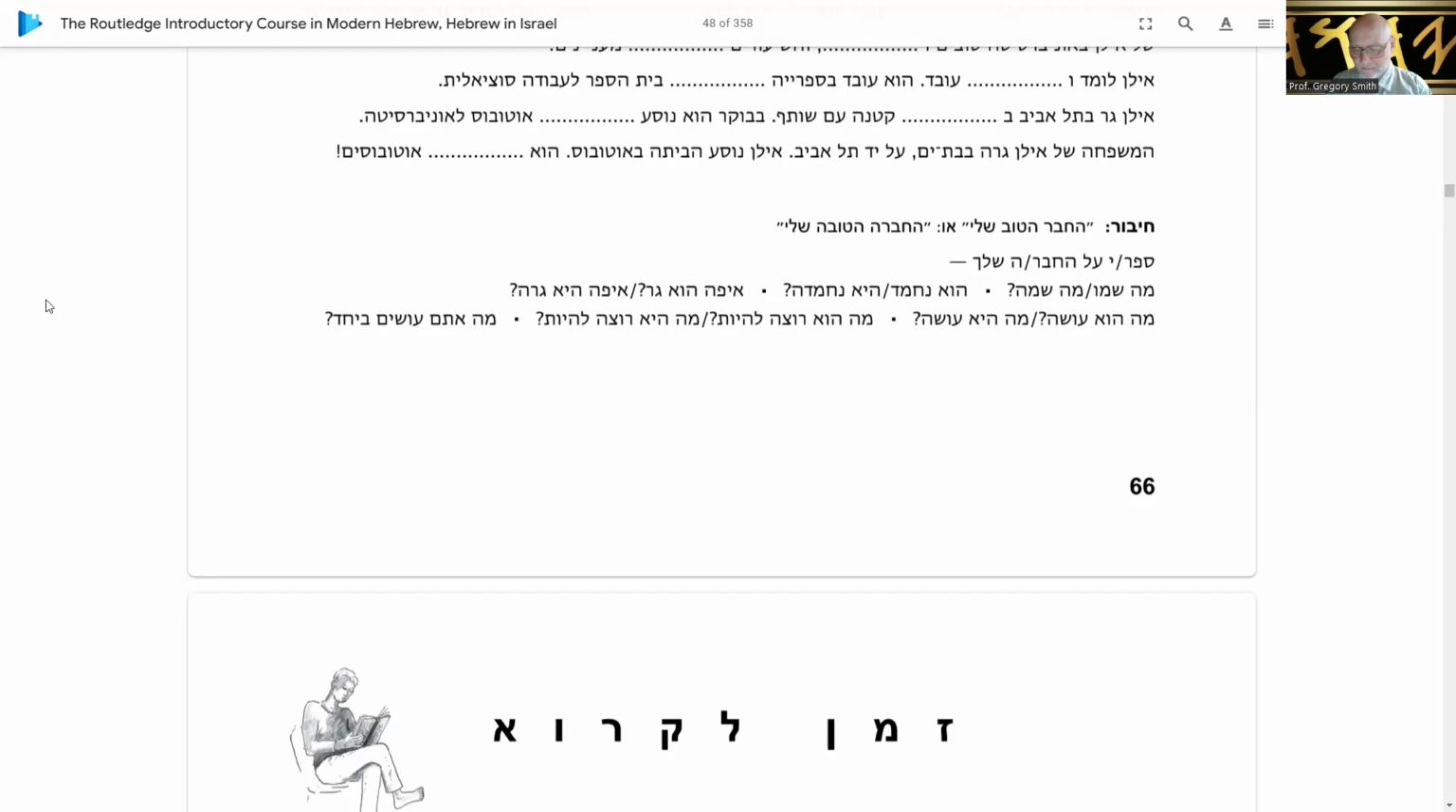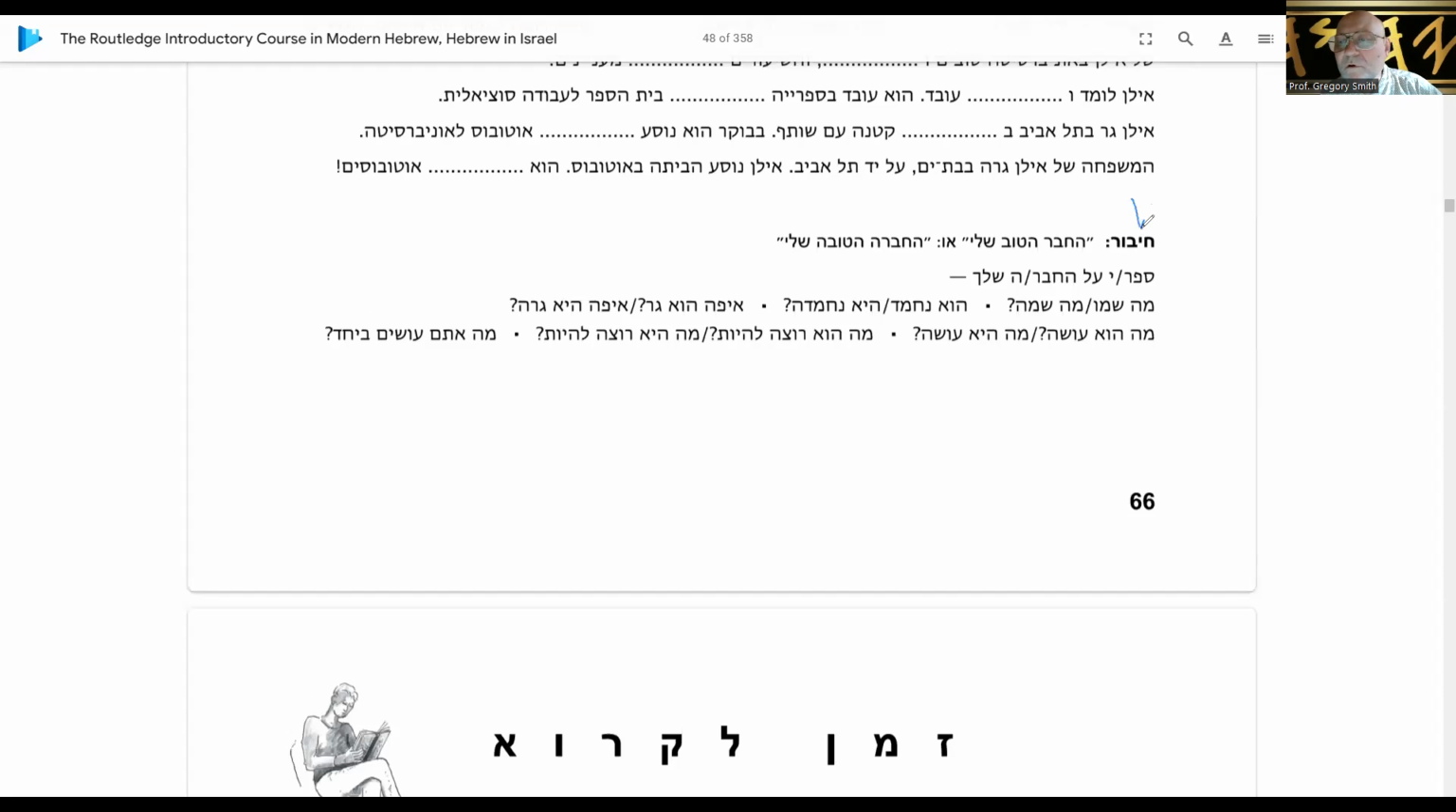חיבור. Chibur. And this means essay. We got an essay here. Okay, Chibur, essay. Okay. Chibur hatov shali. So the essay, the good essay, my good essay. That's probably what that is. Chibur hatov shali.